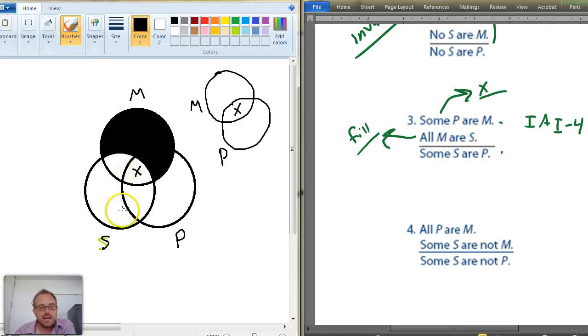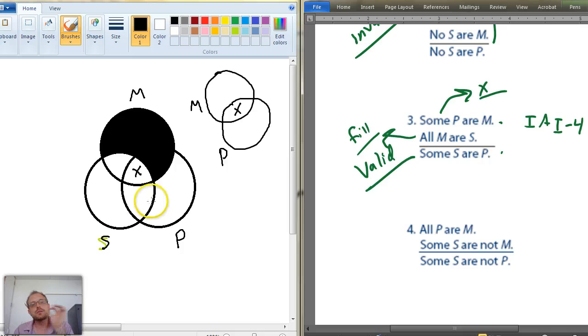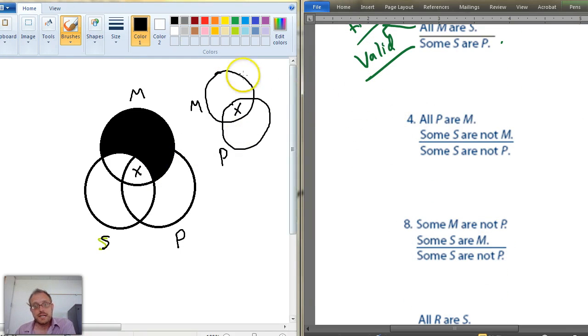Well, look, the X is in an S circle and it's in a P circle, which means that some of the S's are P's, which means that this argument is a valid argument. Now you're going to see though that sometimes I have to put them on the line. The rule of thumb here is you would only put an X on the line if you can't differentiate where it should go. We'll do an example here in which you'll see that as the case.